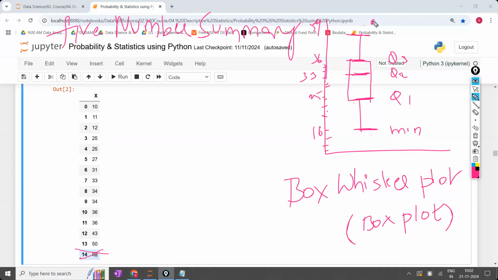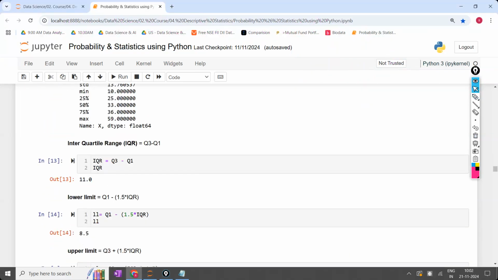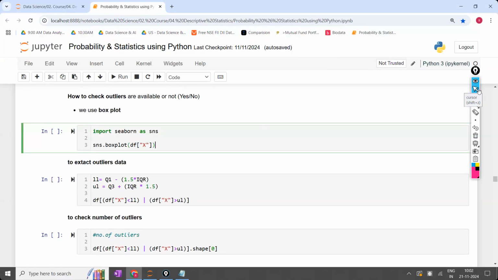Now, what are the dots you are seeing? If a dot is available, outliers are available. If a dot is not available, outliers are not available. Is the point clear? According to the data, the Q values will change. According to the given data, Q1, Q2, Q3, everything will change. So see here, this is the box plot. I'm going to draw the box plot.